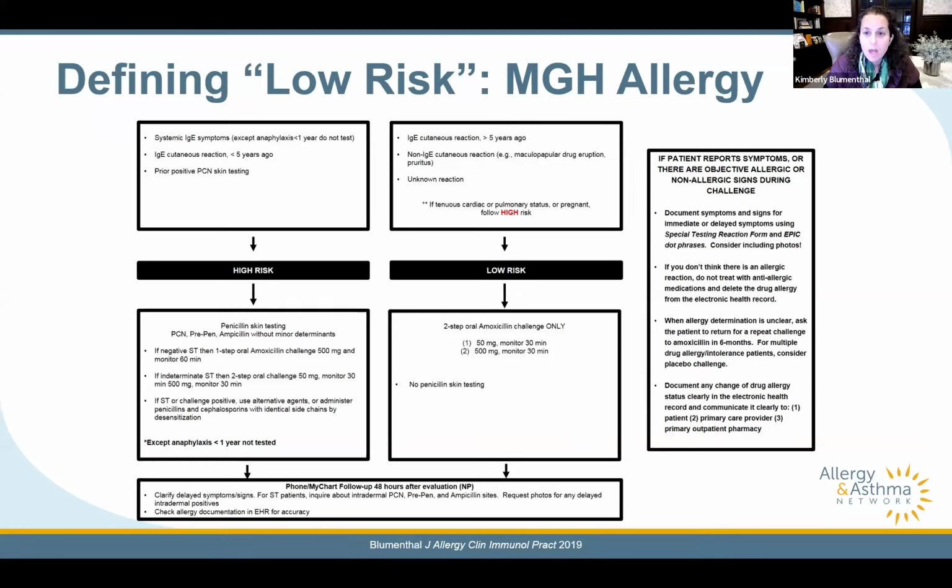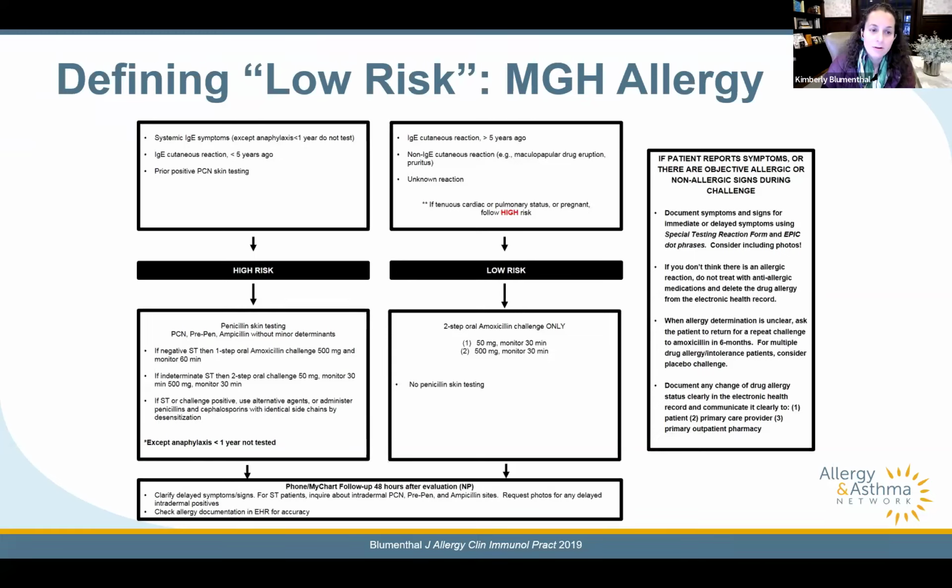And those people will get skin testing to everything we have. We do not have minor determinant mixture, as I mentioned, but we do pre-pen, penicillin G, and ampicillin skin testing. And then if the skin test is negative, we do a one-step challenge. The people on the left, we bill them for their skin testing because you can't bill a one-step challenge of 60 minutes.